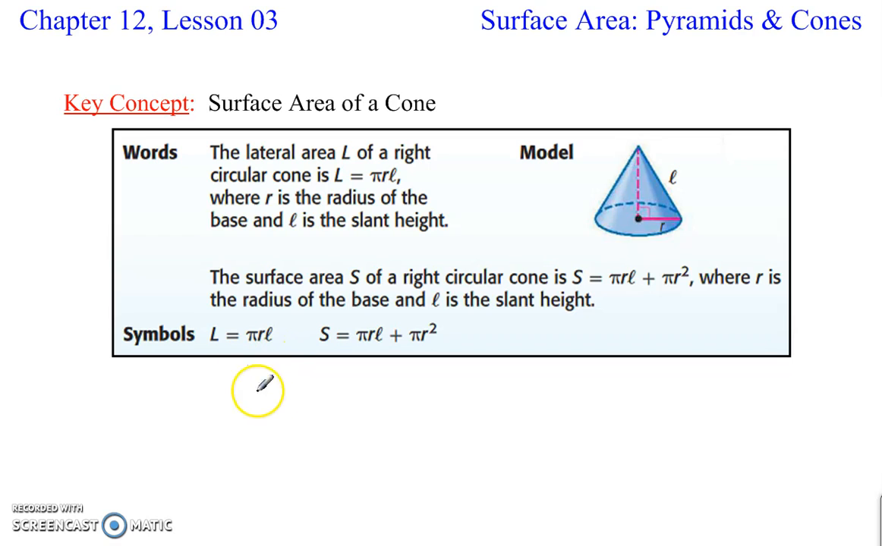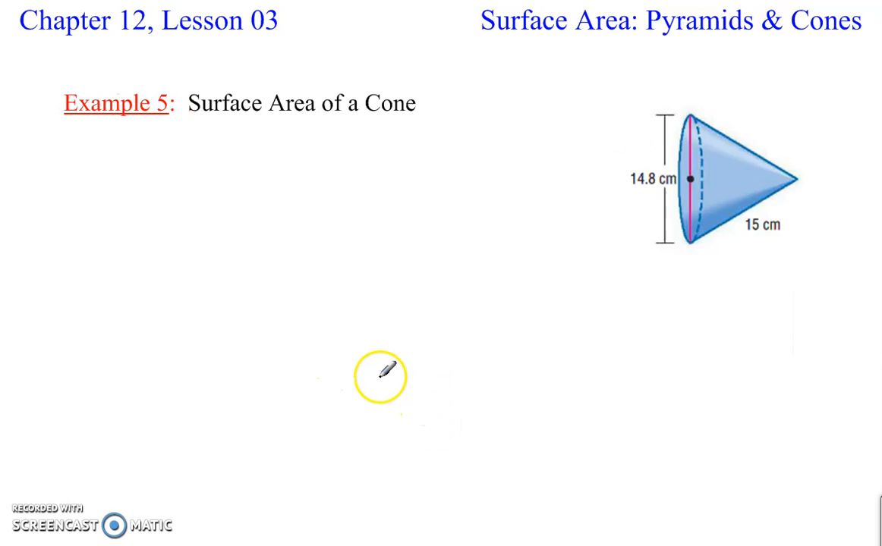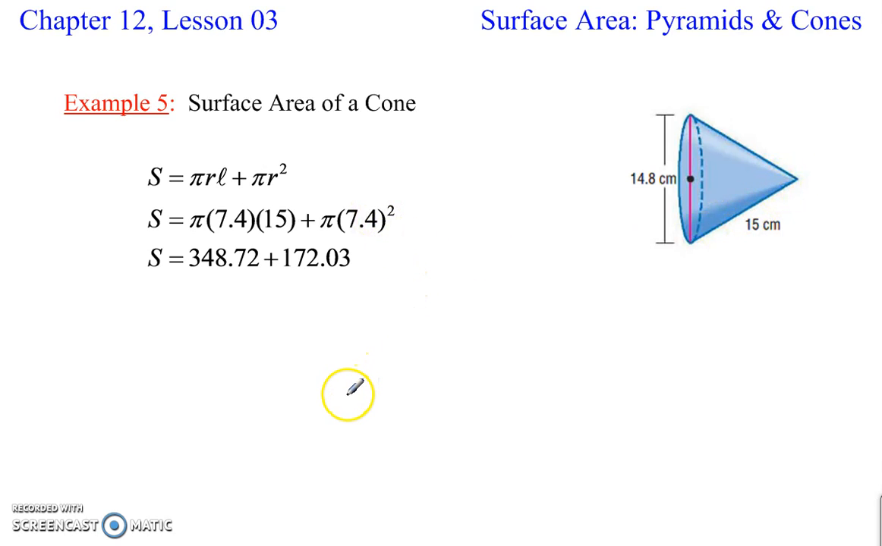Alright, our formula here for the lateral area, that's just around the outside, lateral area is pi r times the slant height, pi r L. So the surface area here is pi r L plus pi r squared. Okay, here's an example. We know pi r L plus pi r squared, so radius here would be half of the 14.8, so 7.4, times the slant height, 15, plus pi times radius squared. Type it in, and there you go. That's all there is to this.